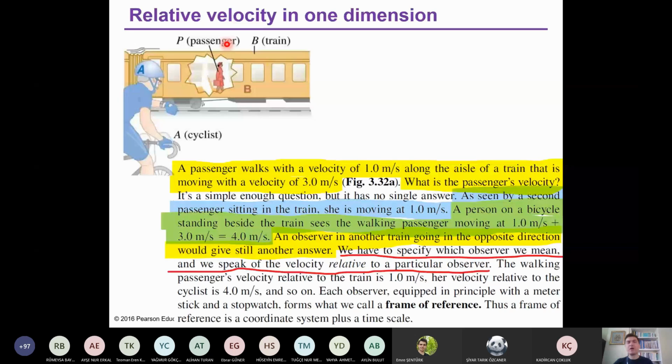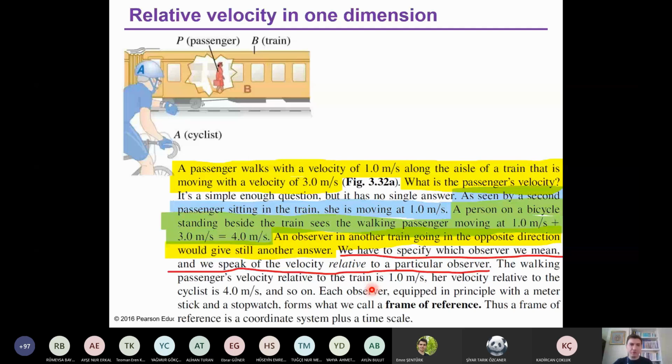Okay, so now I have questions. What is the velocity of the train relative to the passenger? What is the velocity of the train relative to the cyclist? What is the velocity of the passenger relative to the cyclist? So you can ask this type of questions. Here, there is very important information from the book. I would like to read this part and discuss with you.